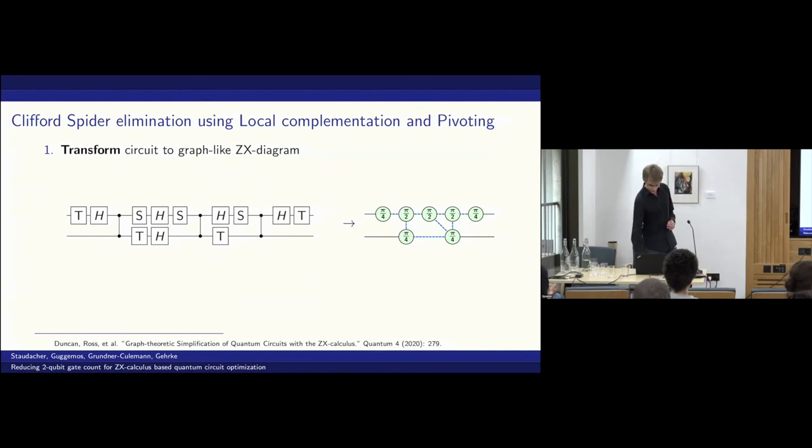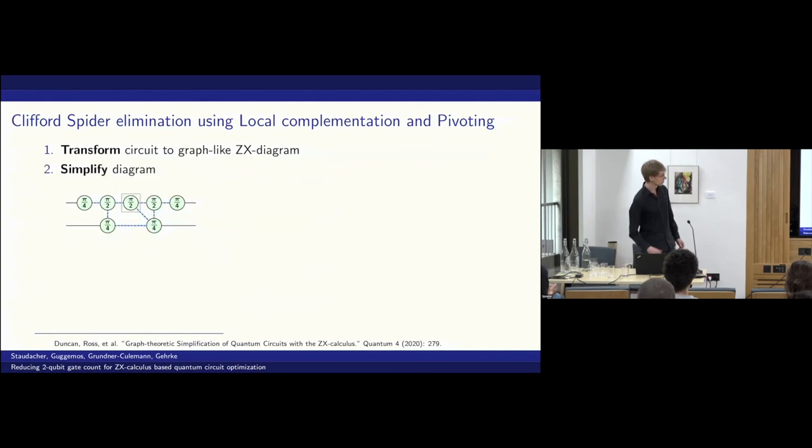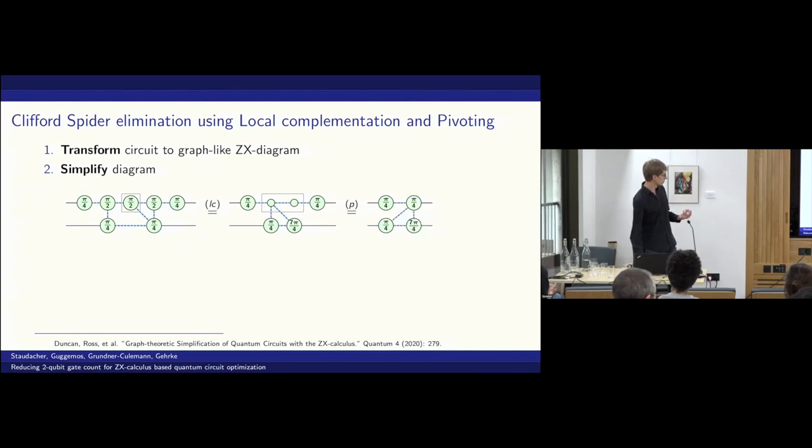Then we try to simplify this diagram as much as possible by eliminating all interior Clifford spiders. Here we apply local complementation, so we can remove this interior spider and the Hadamard connections between the remaining neighbors get toggled, so they get connected if and only if they were not connected before. We can apply pivoting in a similar fashion, only that we work on pairs of spiders. It's not so important for my talk to understand exactly how these rules work, but that they change the amount of remaining Hadamard wires depending on how we use the rule.